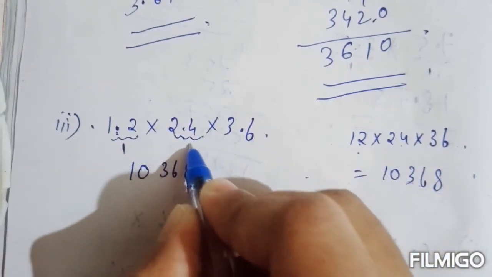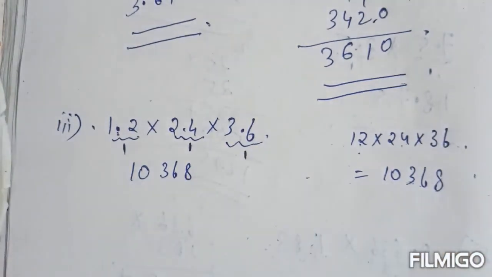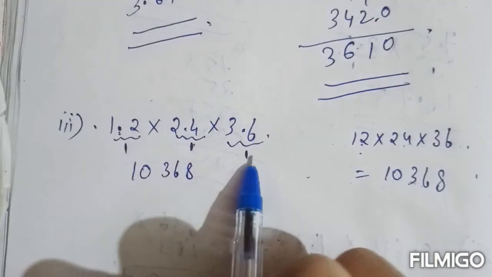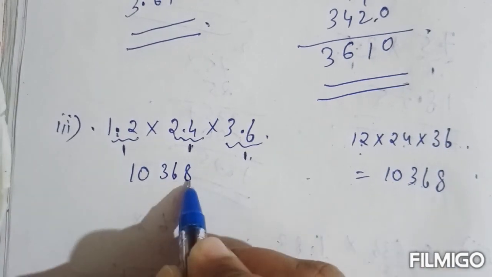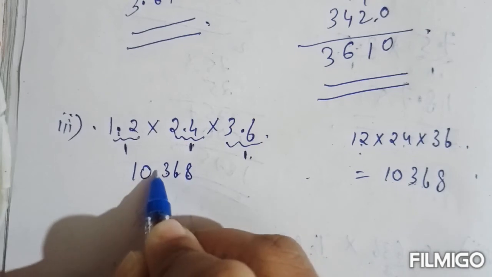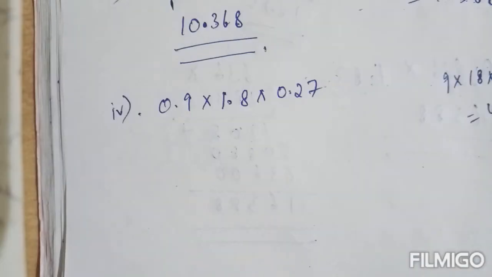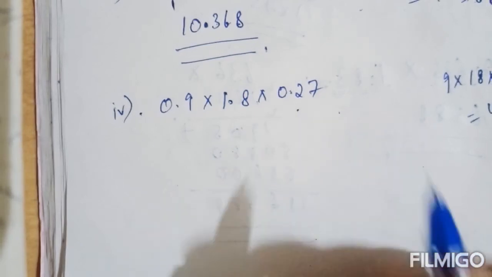In the second one also after decimal point 1 digit, third one also after decimal point 1 digit. Okay, so in the answer, how many digits should come after decimal point? You can take the total. 1 plus 1 plus 1, it is 3. Okay, start counting from the right side. 1, 2, 3. The answer will be 10.368. Okay, fourth one, 0.9 into 1.8 into 0.27.